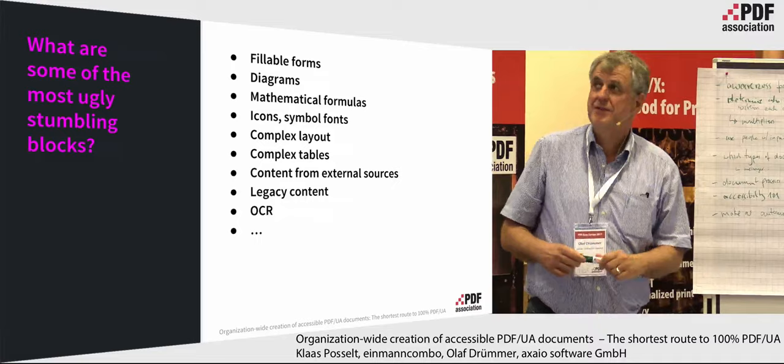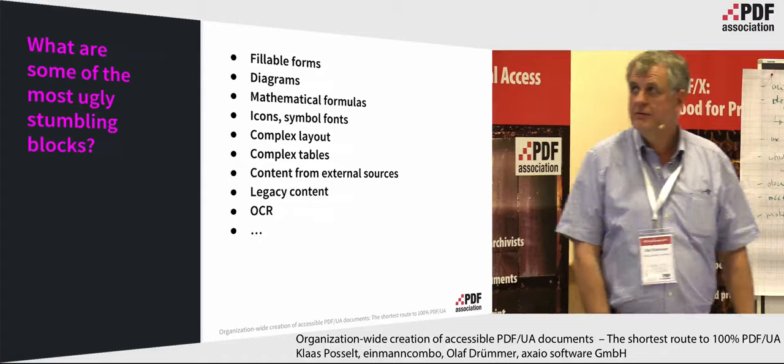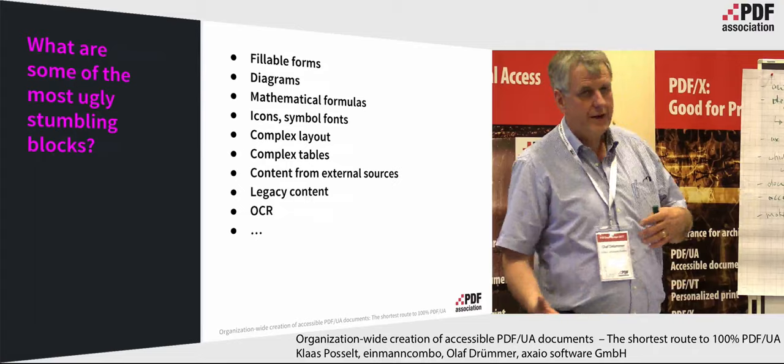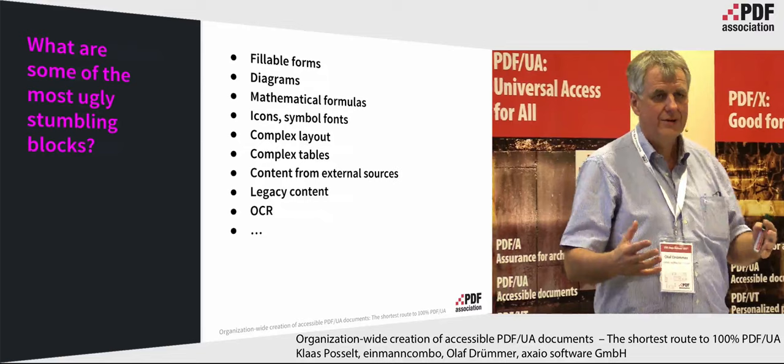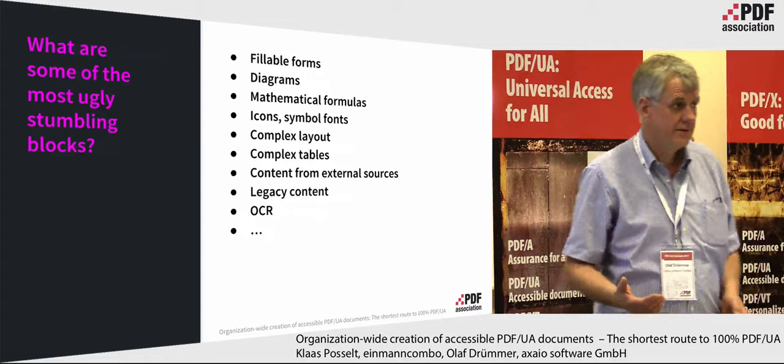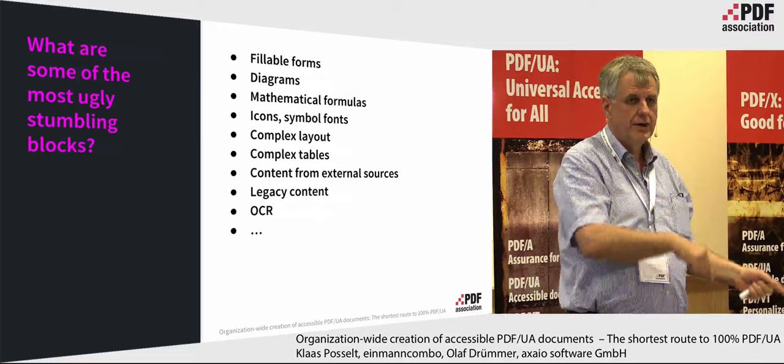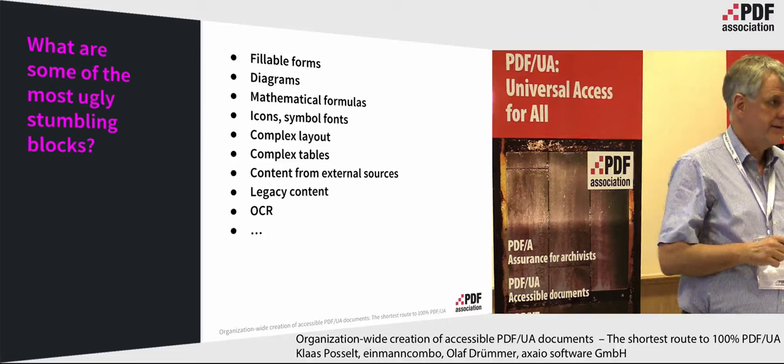These tend to be the stumbling blocks. Like you say, I make the invoices and the letters accessible, and then you run into your first complicated diagram, or there's actually a mathematical formula on the page, or what about these icons based on symbol fonts that are everywhere in your text? You have to do something about this, but what and how? And can your tool help you actually do this? Or complex tables, where you may have to explain which fees you have to pay when and why, nested in multiple ways and so on.